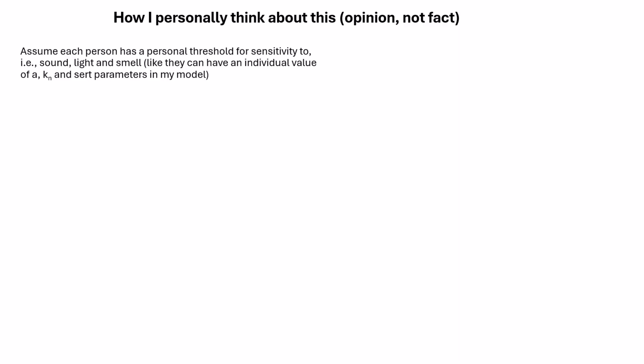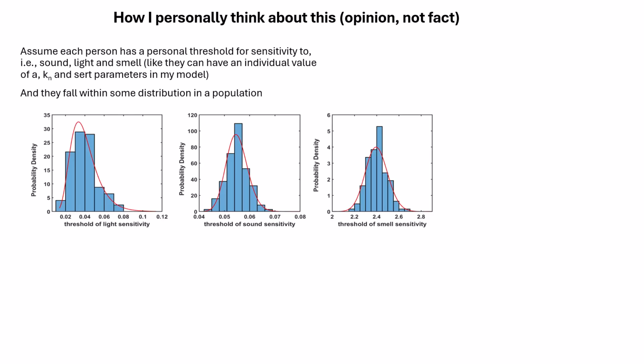So again, this is how I think about this based on this work. Assume that, for example, each person has a threshold of sensitivity to sound, and another threshold of sensitivity to light, and another threshold of sensitivity to smell, like an individual value of my parameters. And assume you have a population, and all of these sensitivities will fall within some distribution. So, for example, this could be different people's thresholds of light sensitivity, sound, smell.